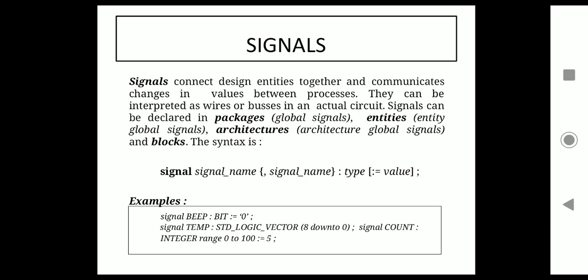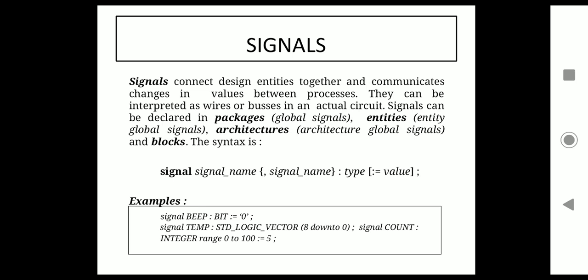Signals connect design entities together and communicate changes in value between processes. That means it can be used to convey the change of value between two different processes. They can be interpreted as wires or buses in an actual circuit. Signals can be declared in a package, entities, architectures, blocks. So unlike variables, which you can declare only in process and subprograms, signals, like constants, you can declare in packages, that means some global signals, different entities, architecture and blocks.